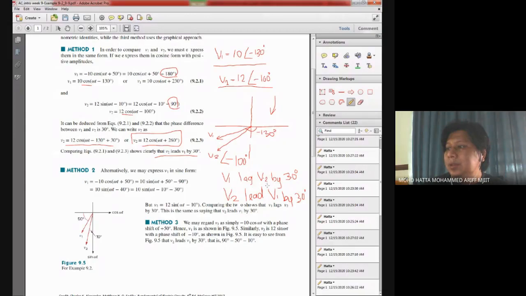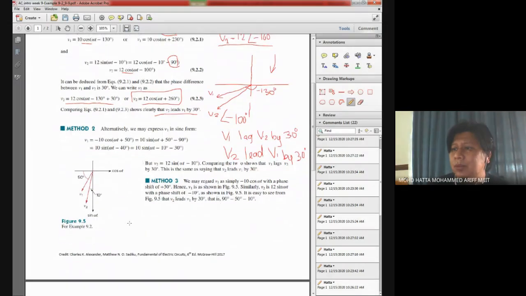But basically, both are the same. V1 lags V2 is the same, except that here it is written in lag form. So you cannot write V2 lags V1 in this kind of arrangement. It should be that V1 lags V2 by this certain angle difference. Try to have a look at the second method later on, but I think both are the same.